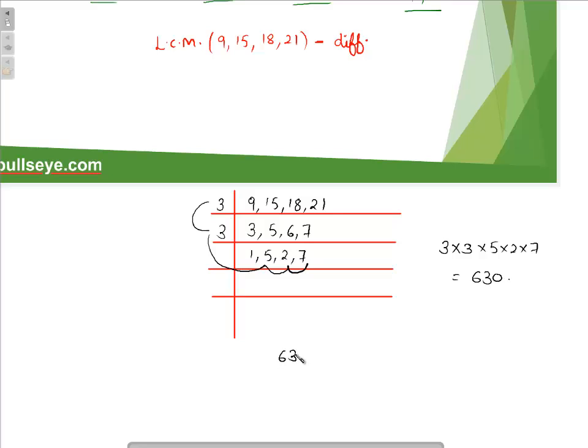So what will be the answer to this question? It will be 630 minus 4, that is 626. So 626 is the such number which when divided by 9, 15, 18 and 21, the remainders will be 5, 11, 14 and 17 respectively.